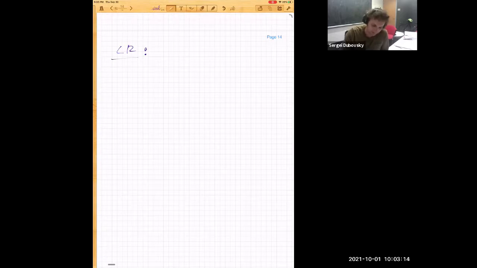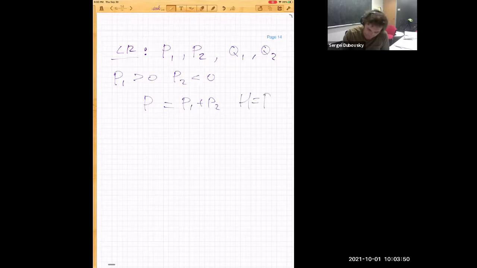In the left-right subsector there is a canonical change of variables, globally defined, which corresponds to going to those coordinates where the system can be written in the following way. These are capital P1, capital P2, capital Q1, capital Q2, which are essentially those conserved charges which I was talking about before, which I constructed classically, and they are restricted. P1 is positive, P2 is negative, the total P is equal to P1 plus P2, and H is equal to P1 minus P2. So in these coordinates, the system looks like really just a system of two free massless particles.